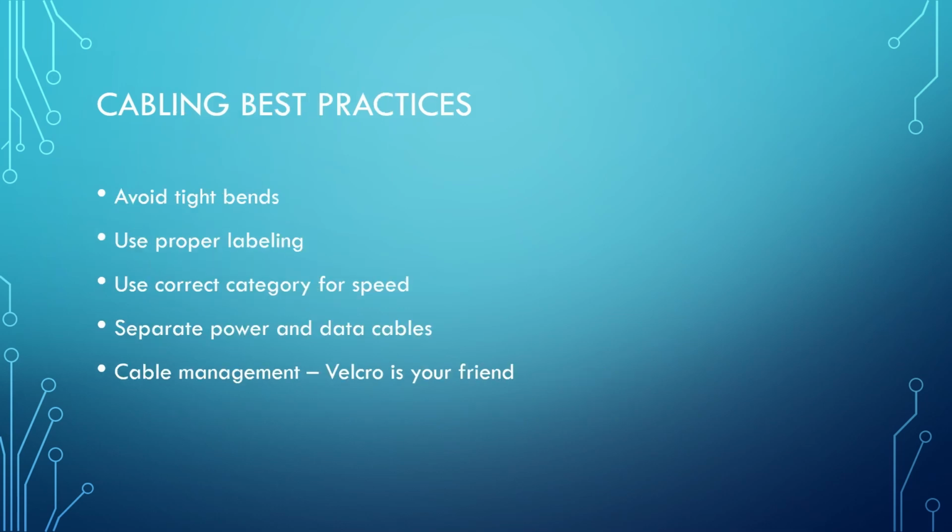When cabling either copper Ethernet or fiber, you just want to keep using your best practices just to be safe. You want to avoid tight bends. You want to use proper labeling so you know what's what. You want to select the correct category for speed. You want to separate your power and data cables. And again, you want to keep your cables managed. Velcro and zip ties are your friend.